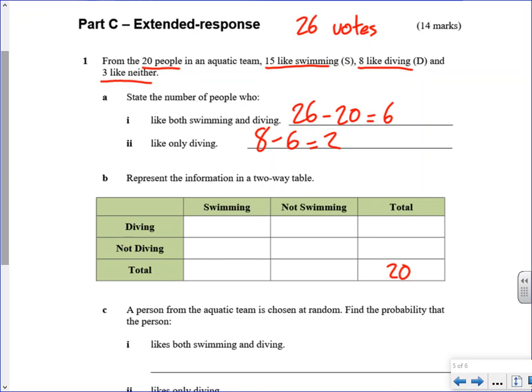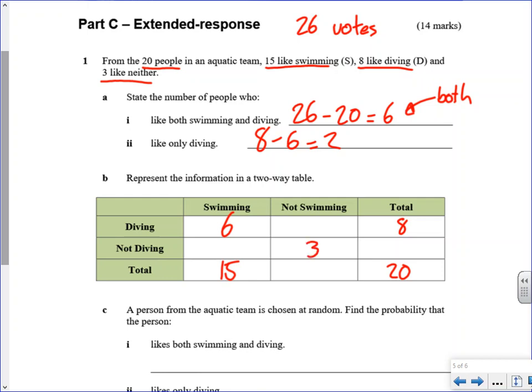We figured out that these 6 people like both. That means they do like swimming and they do like diving, so they're going to be in the swimming column and the diving column. So that's 6 people there. We were also told in the question that 15 people like swimming, so there are 15 people in total that like swimming. We're also told that 8 people like diving in total. And we're also told that 3 like neither. That means they don't like swimming and they don't like diving, so we're going to put that number there.